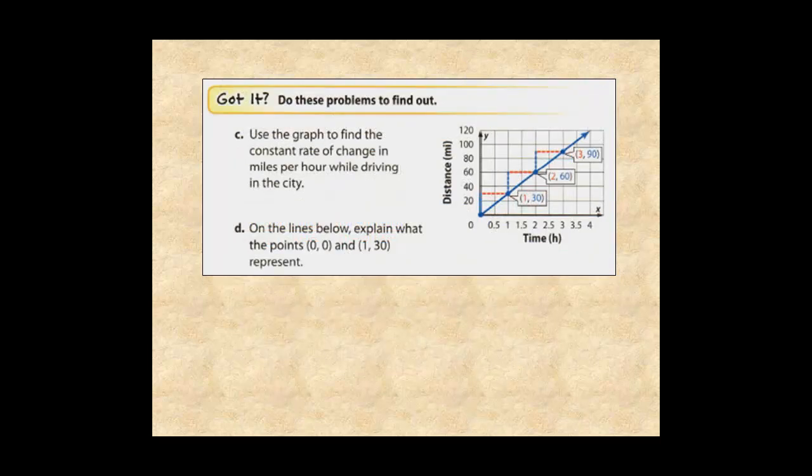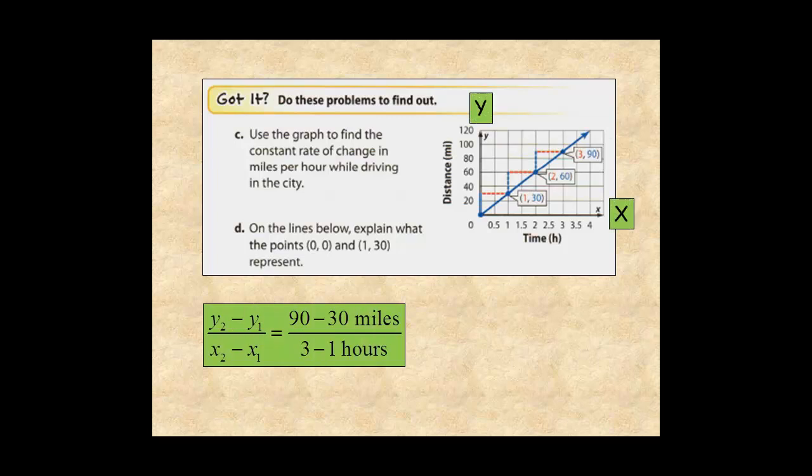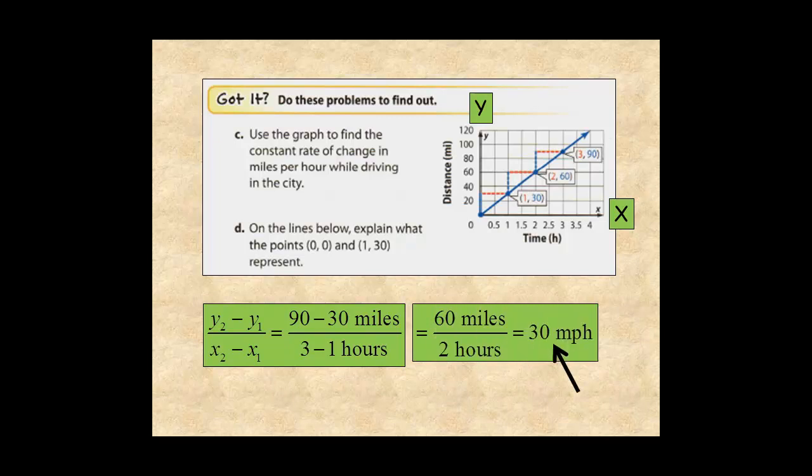If you think you've got it, pause the video and try this problem. Using any 2 points, the rate of change is the difference in distance, 90 minus 30, divided by the difference in hours, 3 minus 1, which is 60 miles over 2 hours, for 30 miles per hour. The point 0, 0 represents 0 miles in 0 hours. The point 1, 30 represents 30 miles in 1 hour.